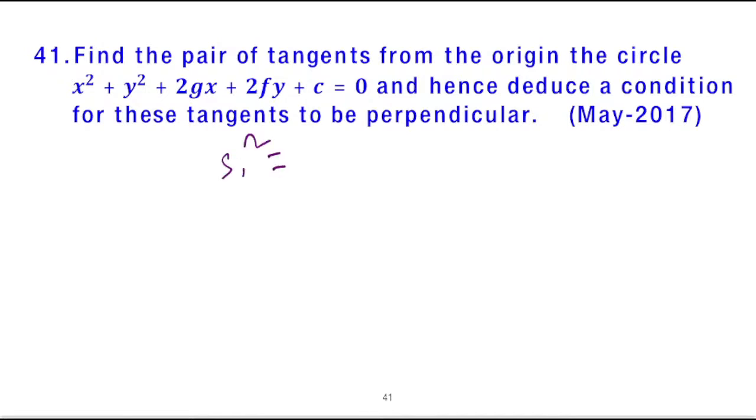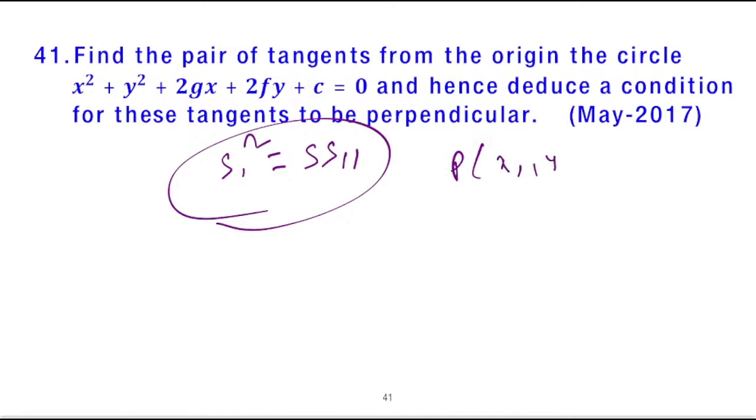You know S1 square is equal to SS11. Point is what here? x1 y1 they gave as 0 0. You apply all that, you will get some big condition. Simplify carefully.